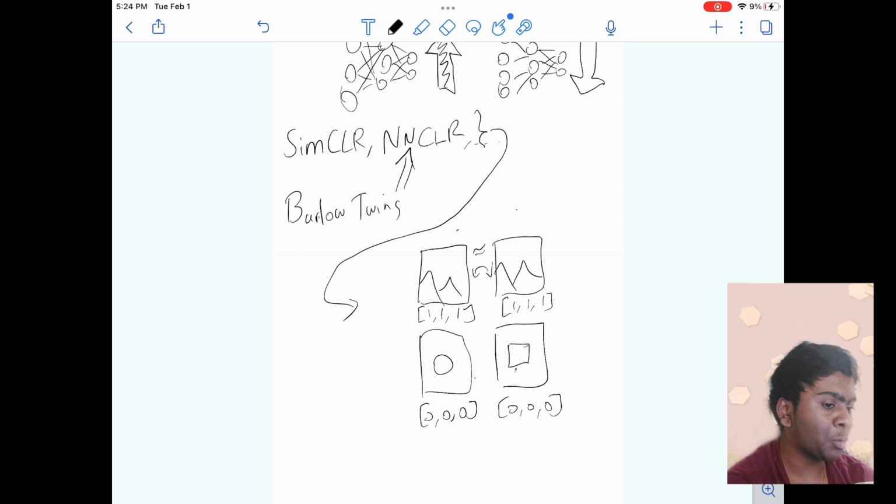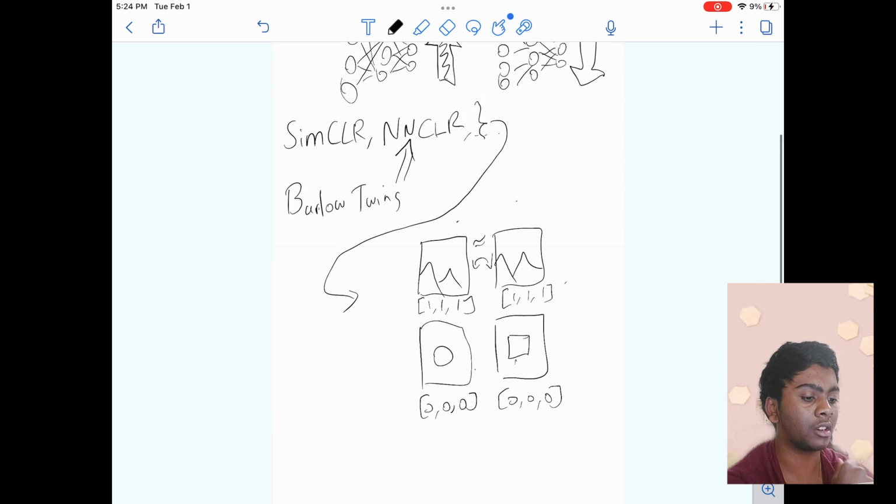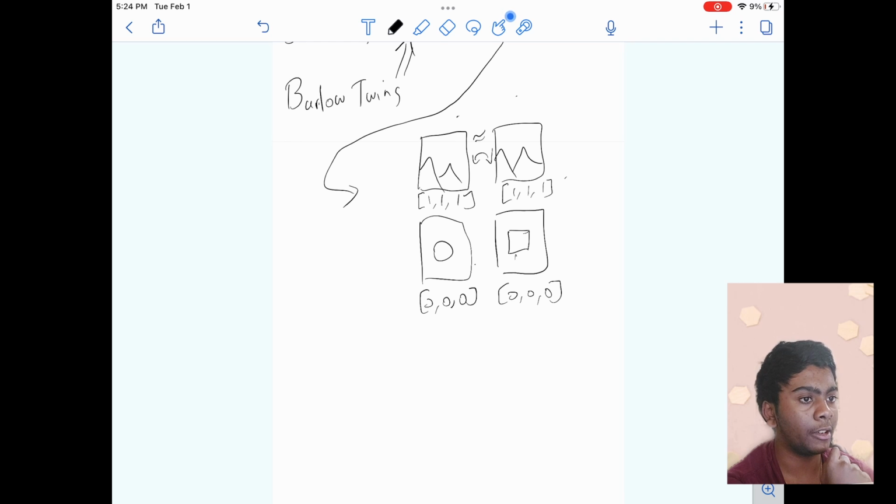But these don't really help the model. If you were to give this sequence of ones and zeros to the model, it will not be able to classify a mountain versus a circle versus a square. And so, that's not what we want, right?